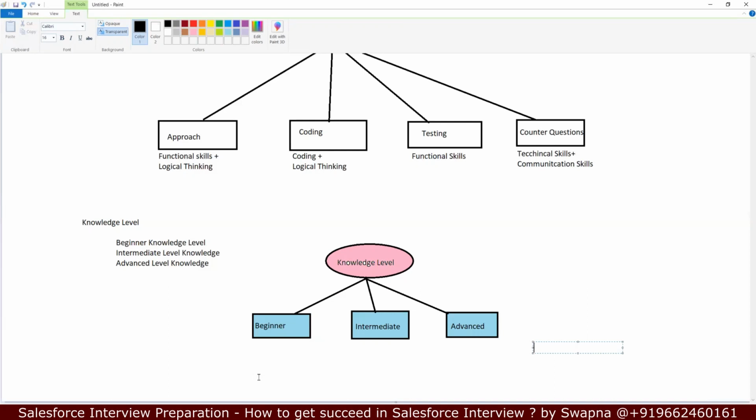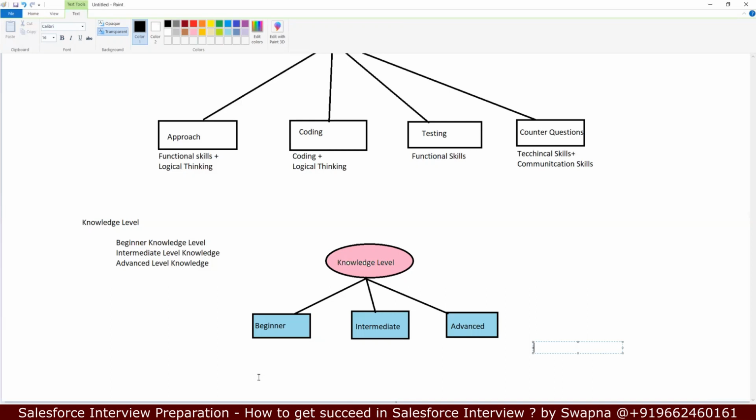We have 1 hour. Usually the interviews will be 30 minutes, 45 minutes. Max it can go to 1 hour, right? But within the 15 minutes, the interviewer can identify the level of knowledge of the person.